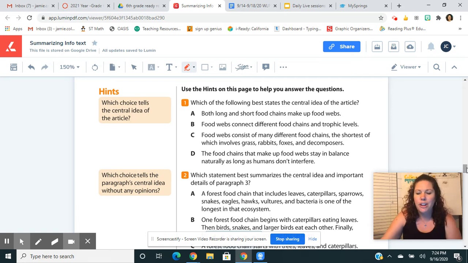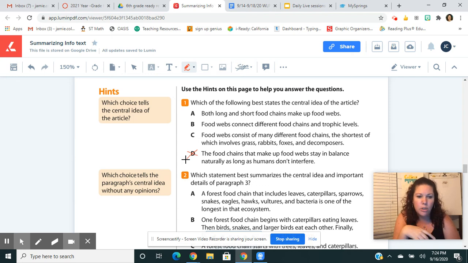I don't believe it talked anything about humans, right? Did you see anything about humans interfering with that? So I think we could definitely cross off D, and I'm just going to make an X over D because it didn't talk about how humans interfere, so that couldn't be the central idea. So think about, is there another one that we can cross off that we're like, no, this for sure is not it?